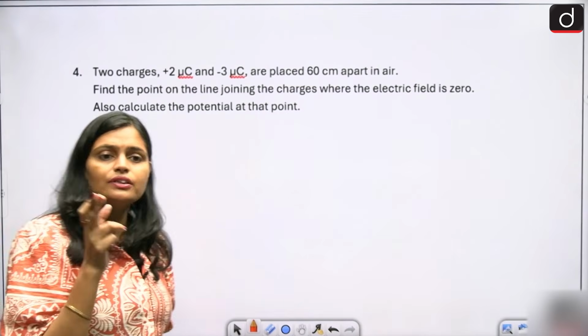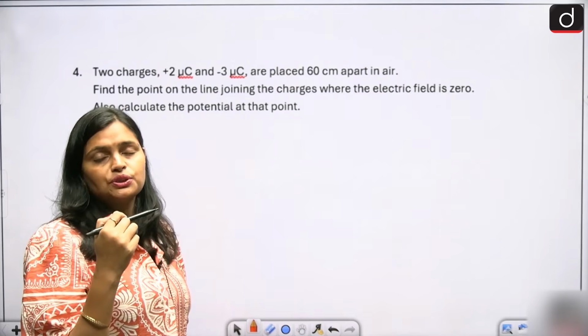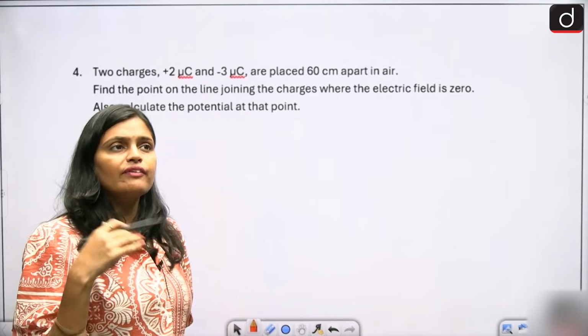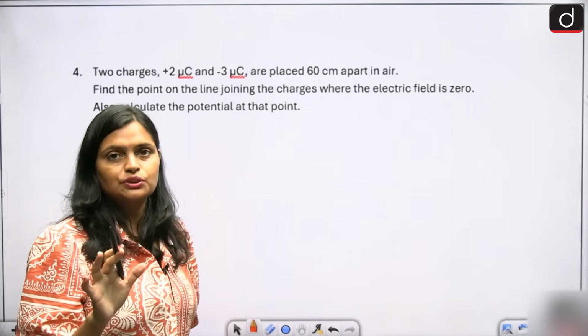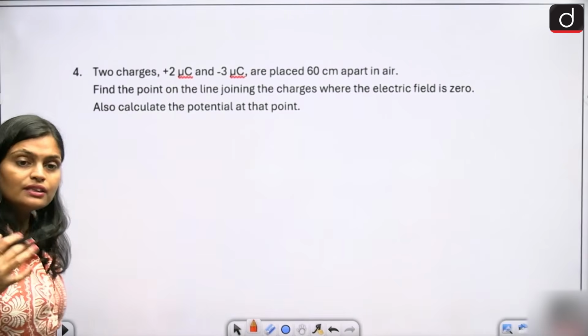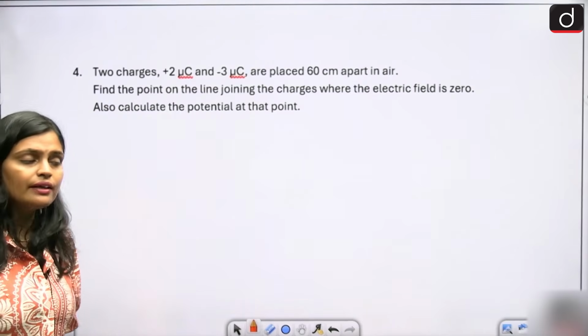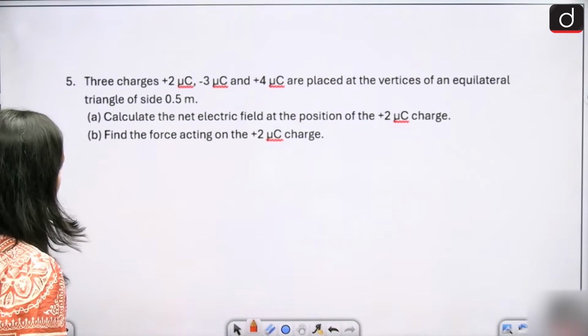I guess we haven't done potential, right? We haven't done potential, so just leave this question for now. When we are done with potential, then we'll solve this question. For now let's skip this question, and when we study potential, then I will solve this question for you, right? Now move towards the next question.